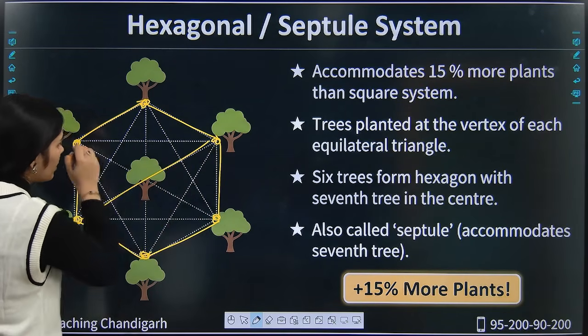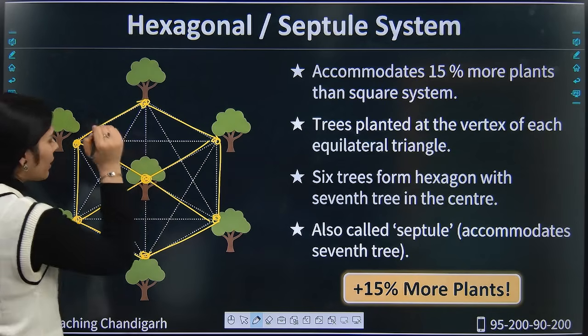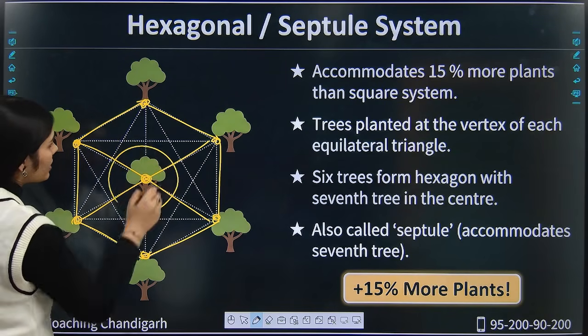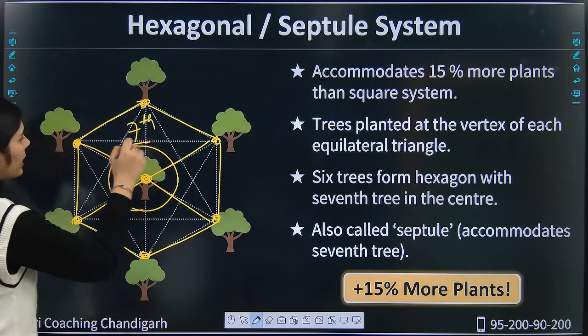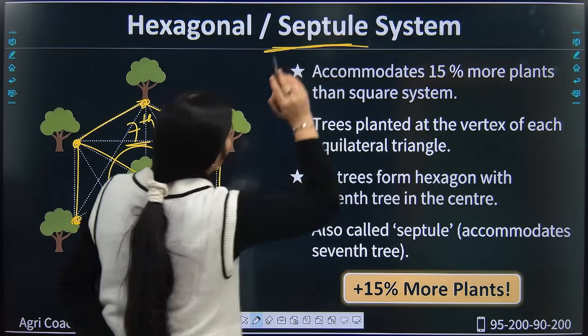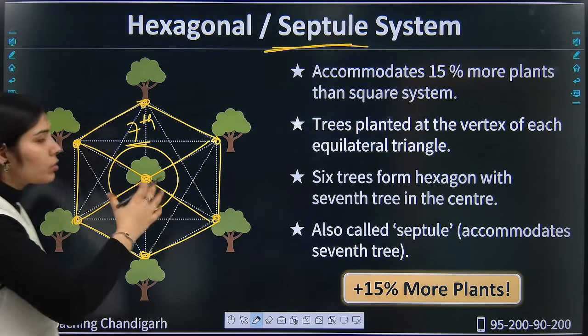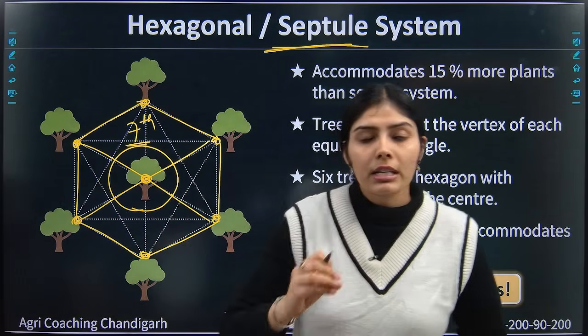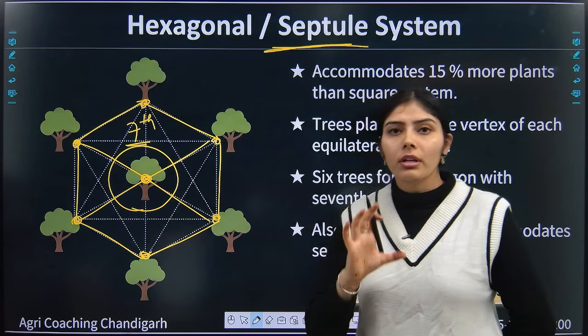Here also we can join the points and we can plant one more tree in the center. It is the seventh tree which is planted in the center, and hence it is called your septule system. The hexagonal system is based on the principle of the equilateral triangle.